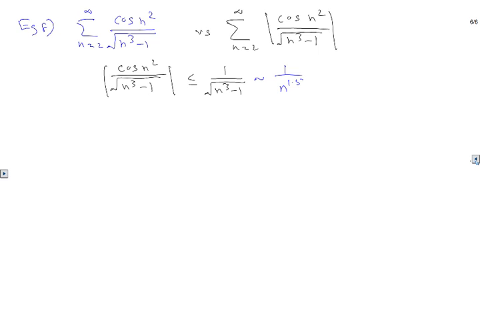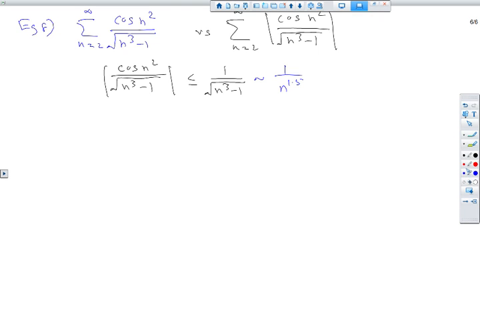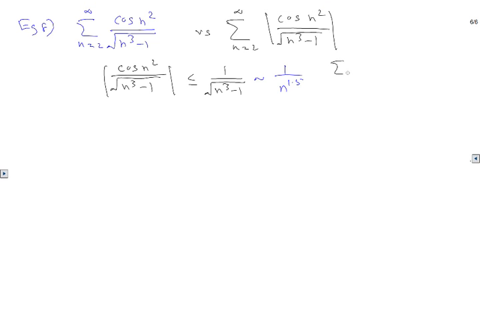So the absolute series converges since it's a p series with p equal to 1.5, which is more than 1. So the absolute series converges. Therefore, by the absolute convergence test, the original series converges. Good. So let's go to the next example.